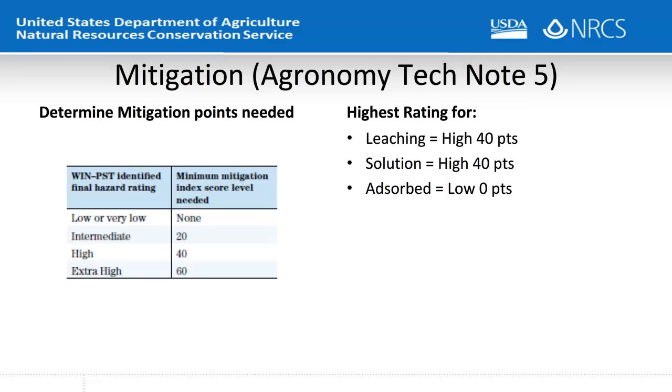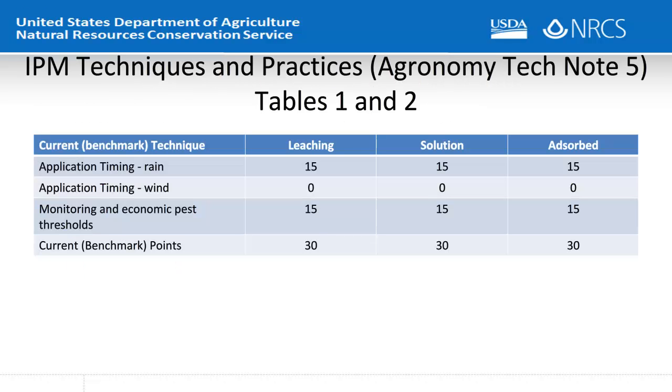Mitigation requirements can be met with conservation practices as well as IPM techniques. Mr. Smith may be using some of those techniques currently, and those should be considered when evaluating the benchmark condition. Agronomy Technical Note number 5, Tables 1 and 2 list mitigation techniques and practices and the number of points that can be credited toward mitigation for each hazard.